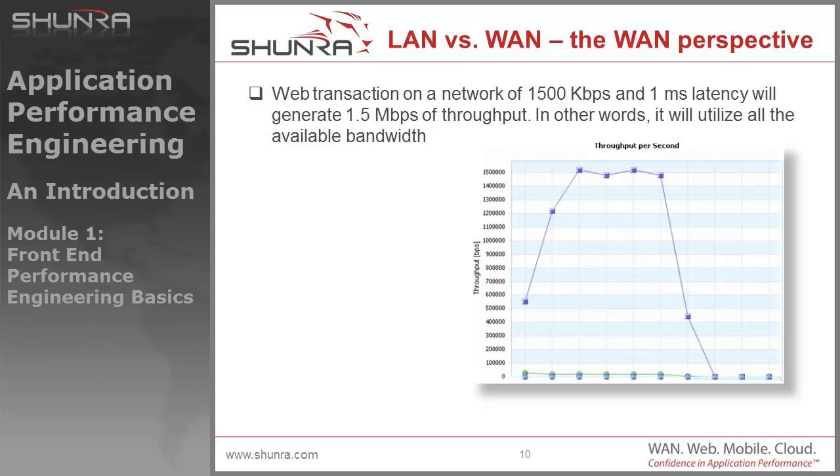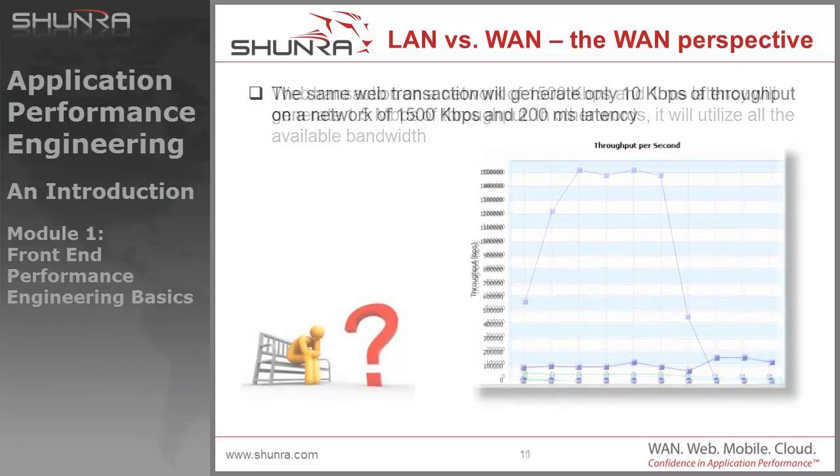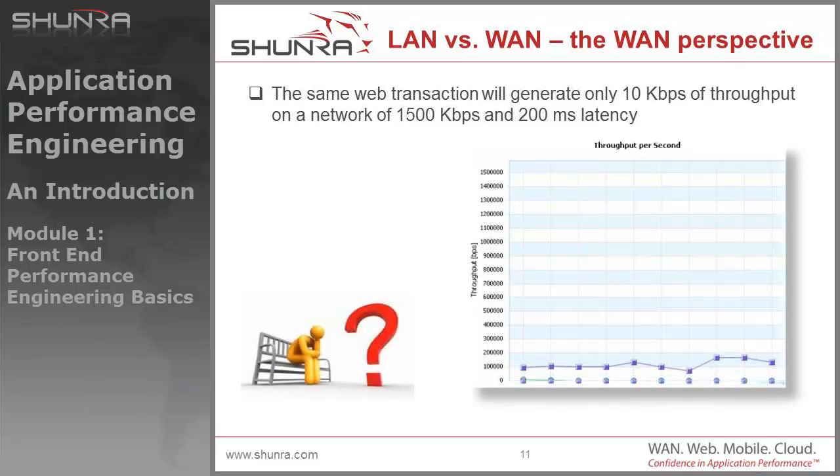Now let's look at that same traffic on that same 1.5 meg pipe, but with a little latency added to it. So again, we have our T1 or 1.5 meg pipe, but we're going over a distance of 200 milliseconds. Notice that we cannot take full advantage of that 1.5 meg pipe size.